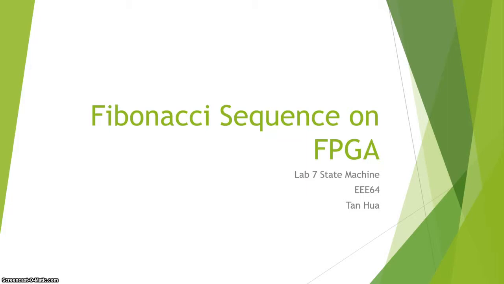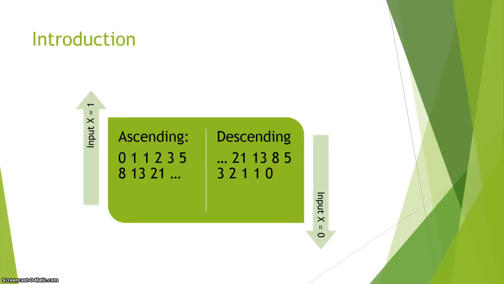And here's my diagram. If I set the input equal to 1, or input high, my number is going to go from 0 to 1, 1 plus 0 equals 1, 1 plus 1 equals 2, 2 plus 1 equals 3, 3 plus 2 equals 5, 5 plus 3 equals 8, 8 plus 5 equals 13, and so on.